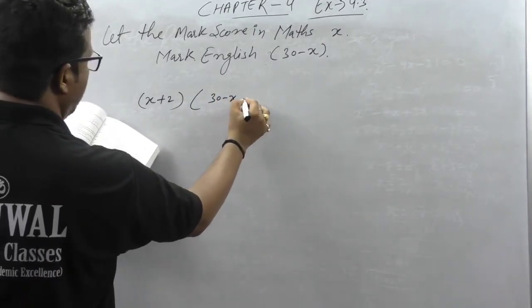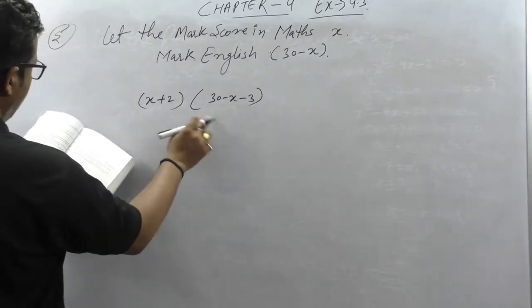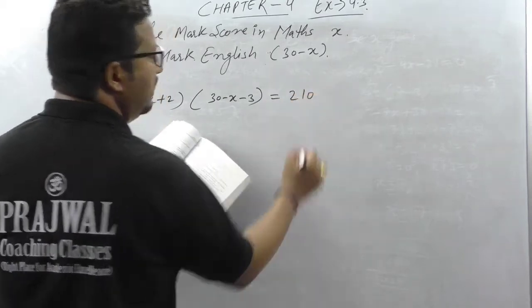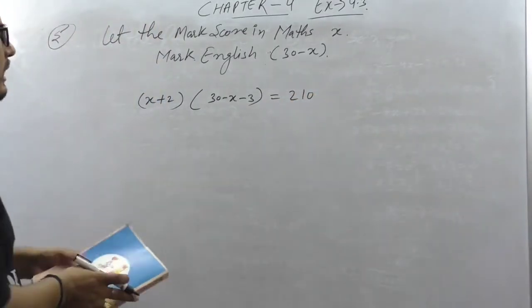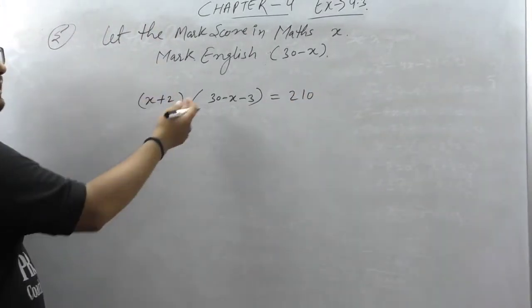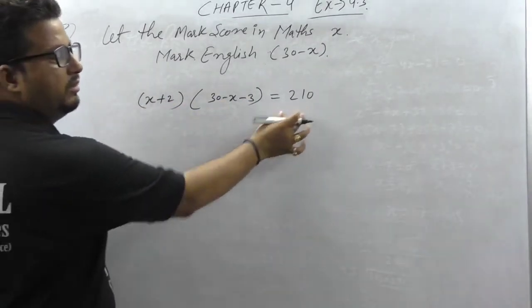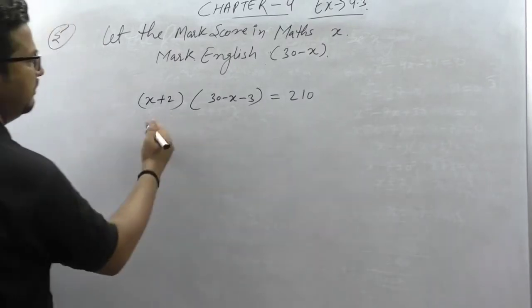इसमें अगर हम 3 marks कम कर दें, और इन दोनों का अगर हम प्रोडक्ट लें, तो हमारे पास कितना प्रोडक्ट आ रहा है, 210. क्या कहा उसने? उसने कहा कि मैथ्स में अगर 2 marks बढ़ा दें और इंग्लिश में जो उसके मार्क्स हैं उसको अगर हम 3 कम कर दें और उनका हम प्रोडक्ट करें, that will be 210. अब it becomes a simple question, we have to solve it now.